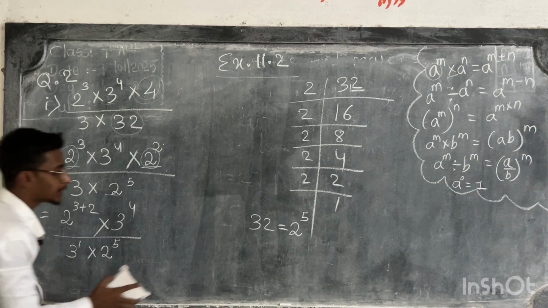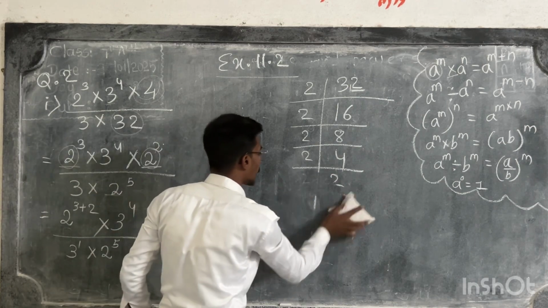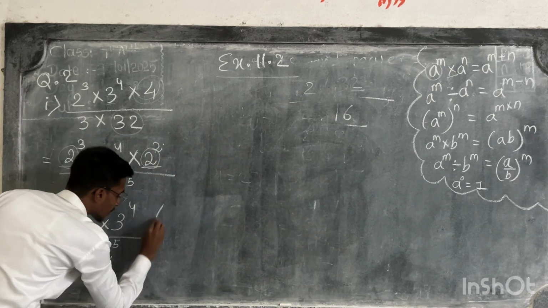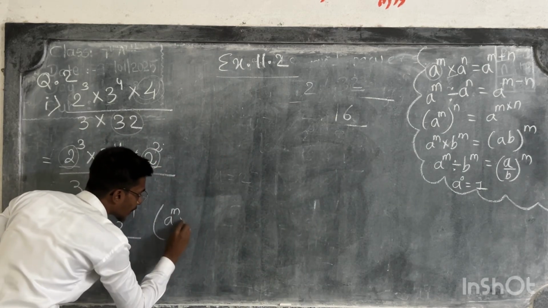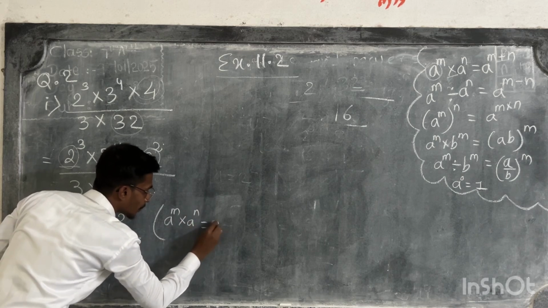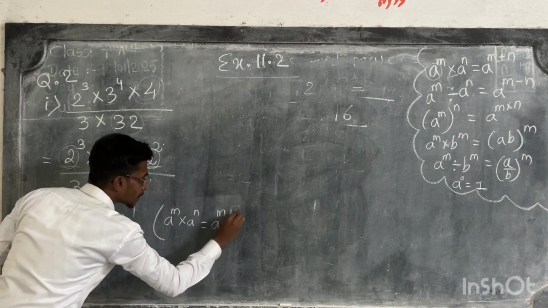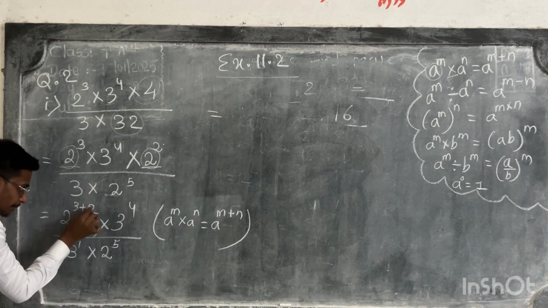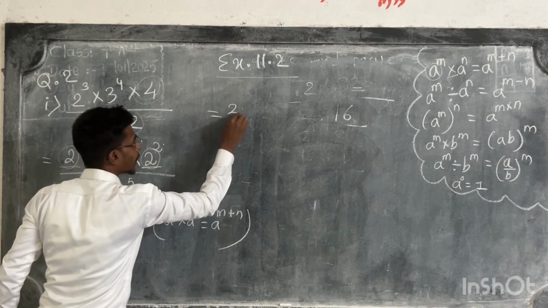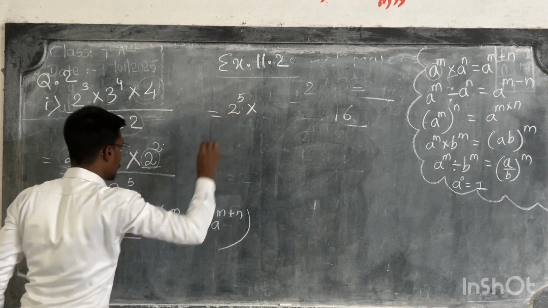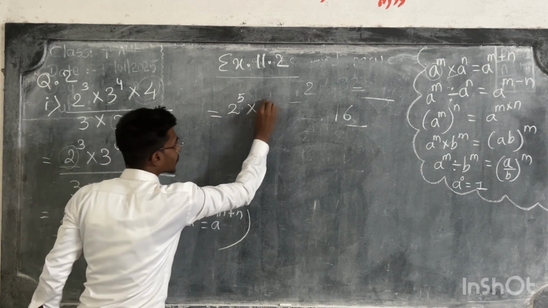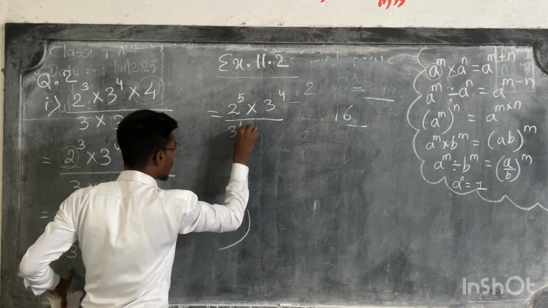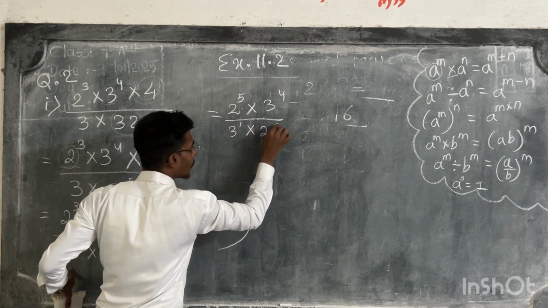Now you have to mention which identity you applied here. That is a to the power m into a to the power n is equal to a to the power m plus n. Now 2 to the power 3 plus 2 is 5. That means 2 to the power 5 into 3 to the power 4 divided by 3 to the power 1 into 2 to the power 5.